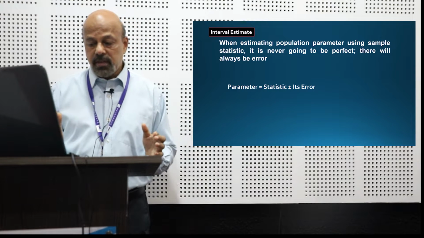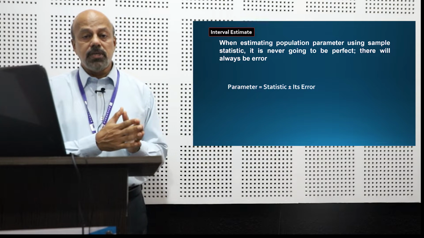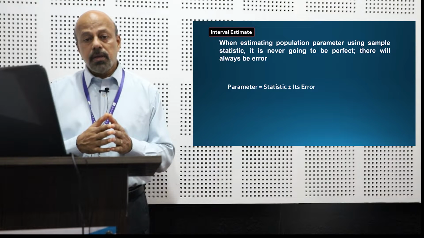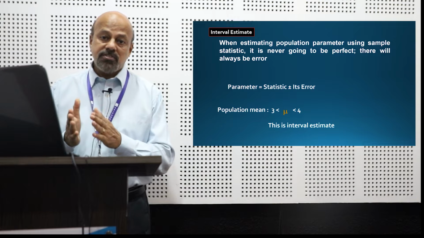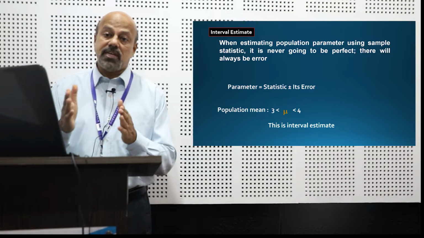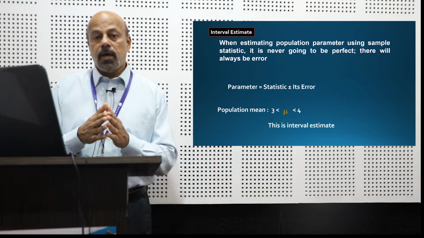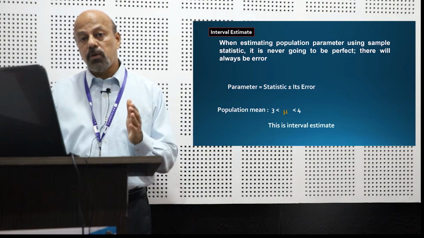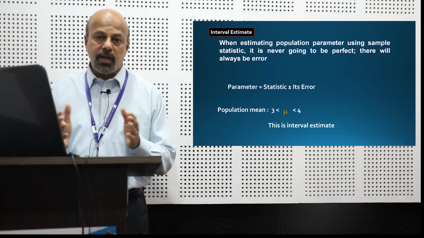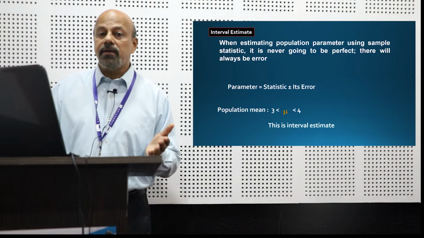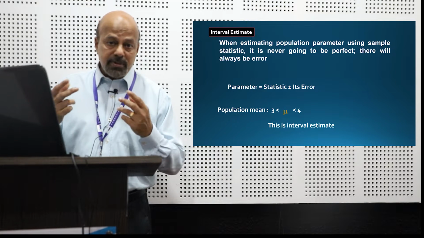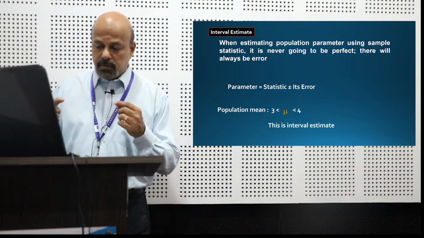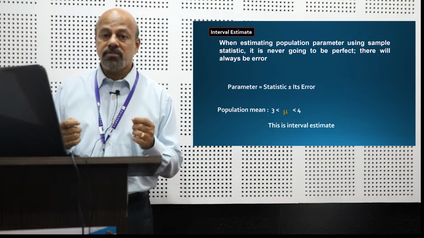For example, in the previous case, can we say the population mean is between 3 and 4? The statistic is 3.5, and we can say the population parameter is between 3 and 4. That means there is a range of values, where the lower limit is 3 and the upper limit is 4. This kind of representation of the population parameter is called interval estimation.